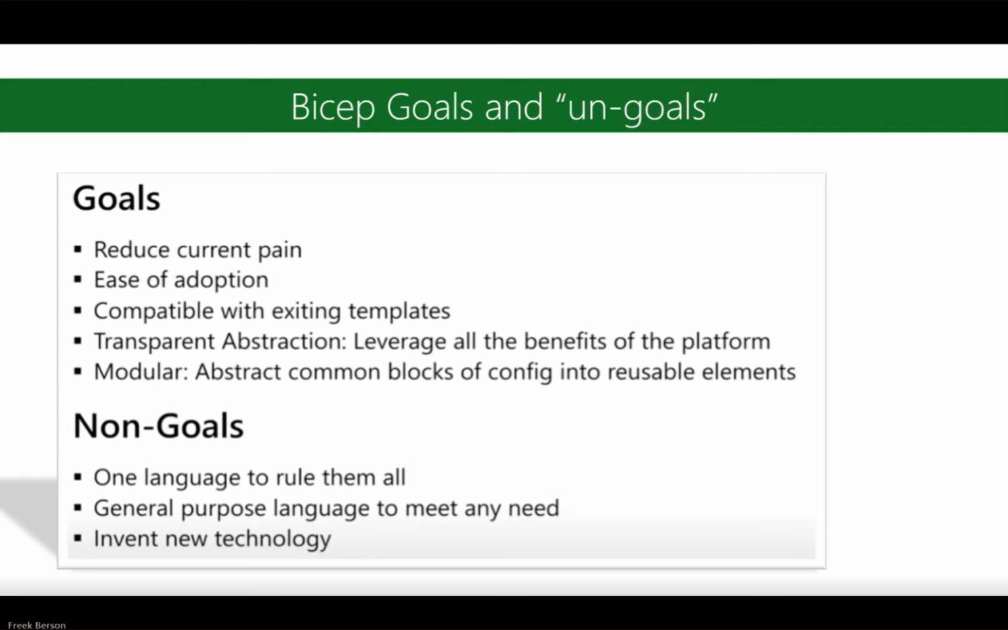And if you take a look at the 5 goals, it's interesting to see that they still apply today. And then for non-goals, what they said is we're not going to create one language that rules them all, right? We don't want this to be the general purpose language that meets every resource or every scenario or every use case or every environment. We also do not want to invent any new technology as well. And so again, if you take a look at the non-goals, it's great to see that those still apply even after 5 years today.